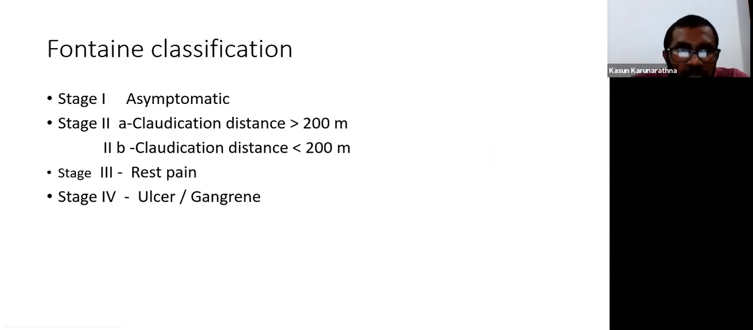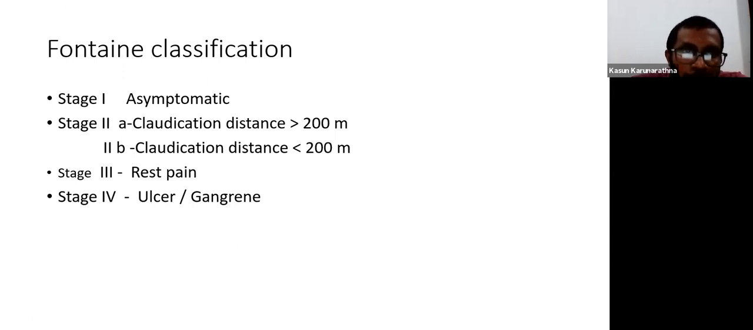Then comes the history and examination. This is your Fontaine classification. In stage 1, patient will be asymptomatic. Stage 2 has part 2A and 2B. In 2A, claudication distance is more than 200 meters. Usually, stage 1 is asymptomatic. 2A means patient is not disabled. 2B means patient is having disabling claudication.